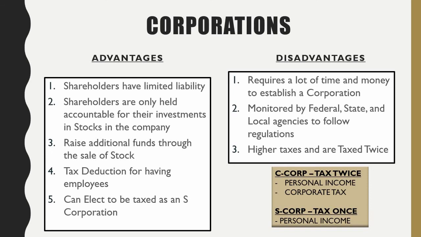because it's better to be taxed once. But then again, if you maximize your deductions, you don't have to pay more taxes, as they say. All right, and then lastly, they can be elected to be taxed as either a C corp or S corp. So that is actually an advantage right there, that they can choose to be taxed only once.